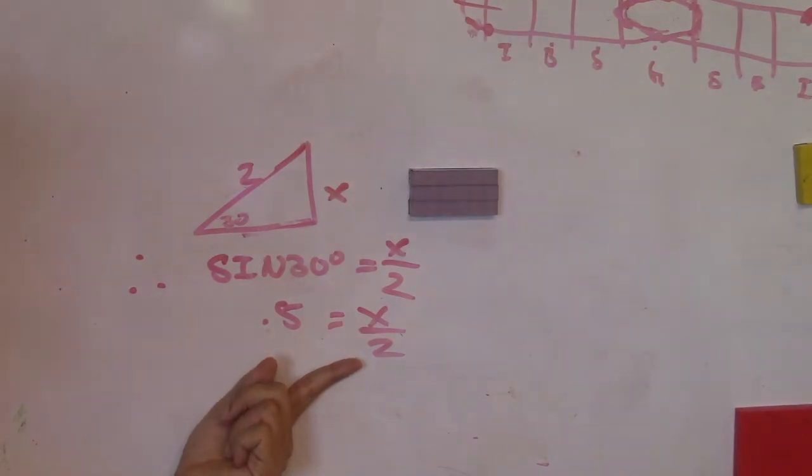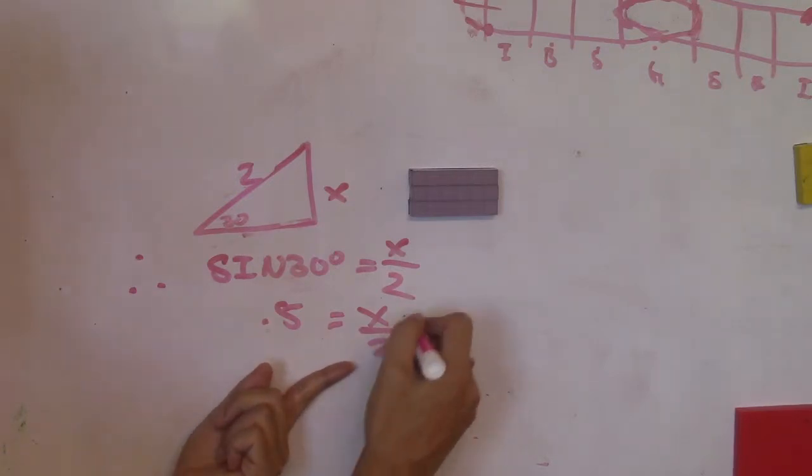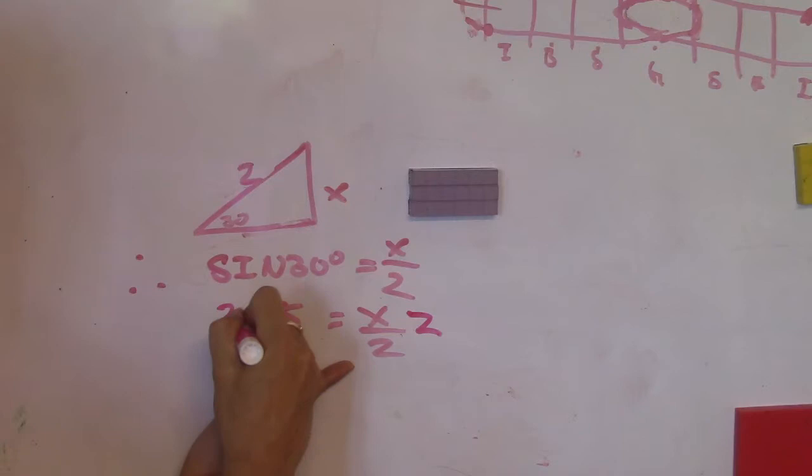Why am I multiplying by 2? Because I don't want a half. Because no fun, get back to one, that's why. Because I want one x, I don't want a half of x, right? Okay, so I'm going to multiply by 2.